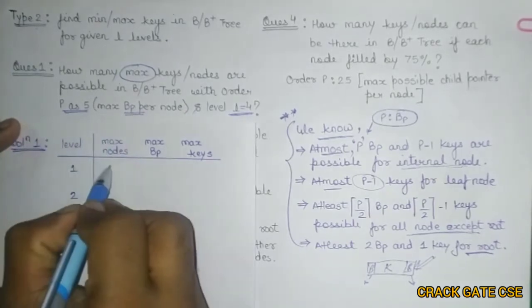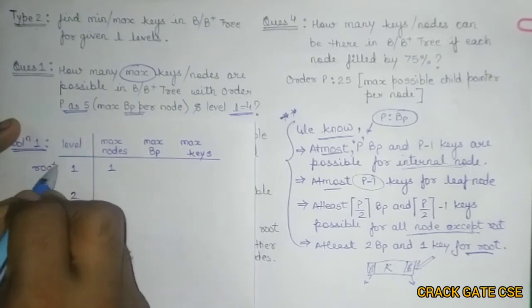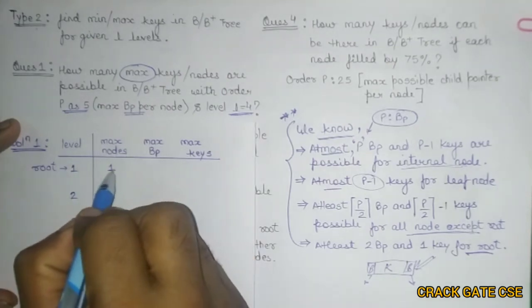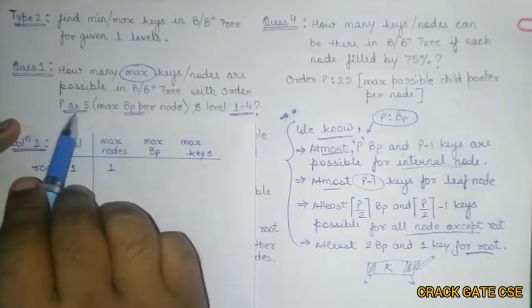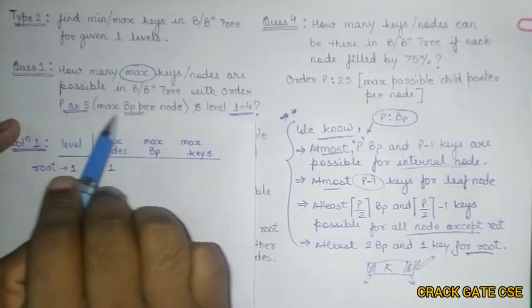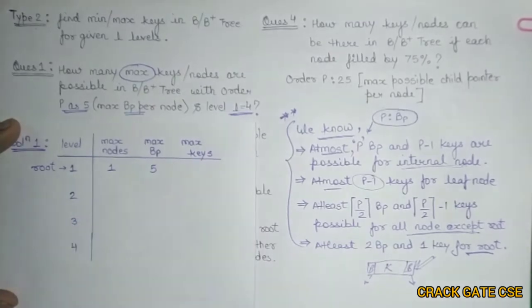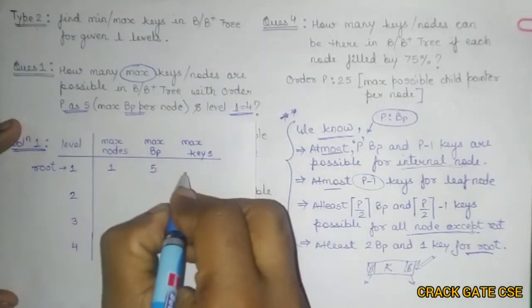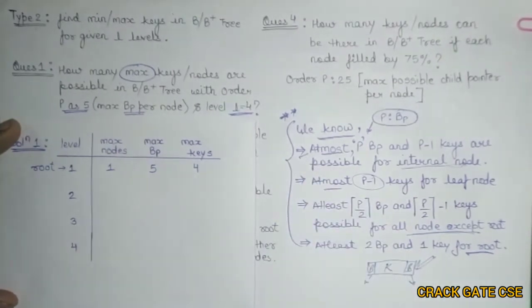But at most how many nodes are possible at the root? Level 1 will be the root. So at the root there can be only 1 node, we know that. In that particular 1 node, how many block pointers are possible? It is given that P is 5, which is the maximum block pointers per node. That means 5 block pointers are possible. If 5 block pointers are possible, then how many keys are possible? 5 minus 1, that is 4. This is the first level that we have filled.